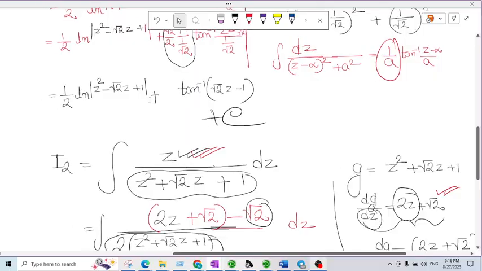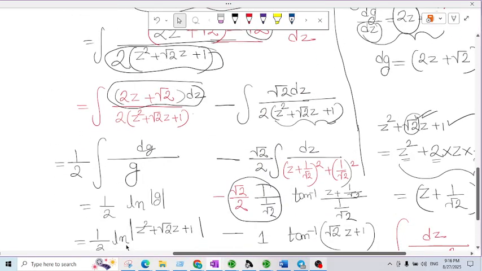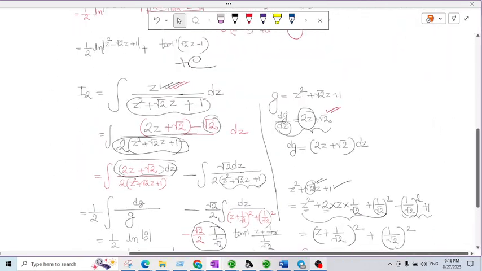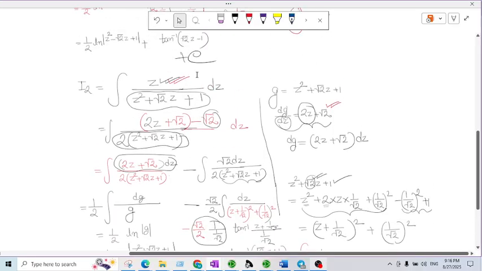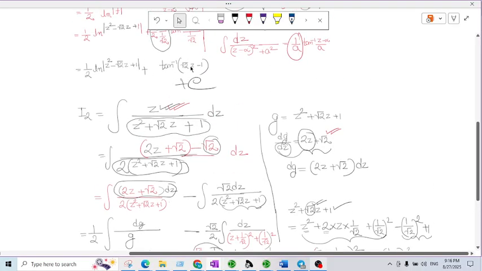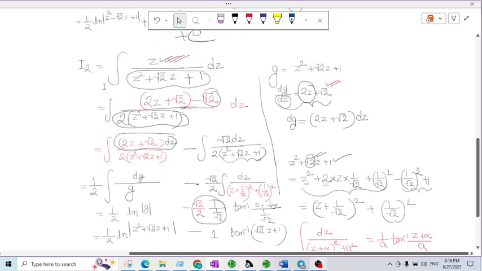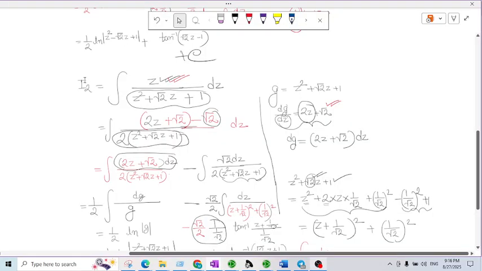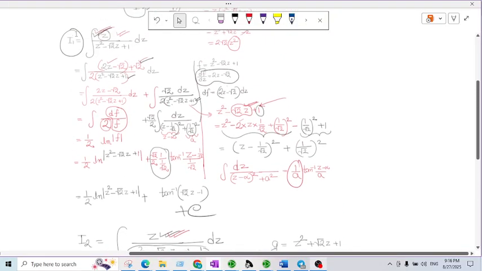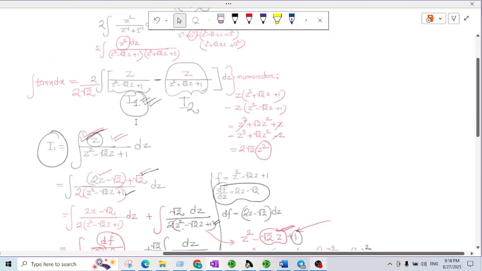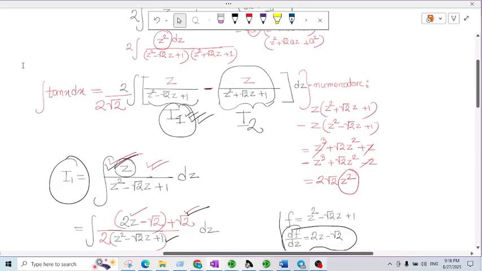I think two answers are similar. I think I1 and I2 are similar here. Well, I have a plus tan inverse plus, and here I have a minus. Okay, no problem. So I have successfully found I1 and I2, and now I have to place these values here to find the integration of root over tan x.